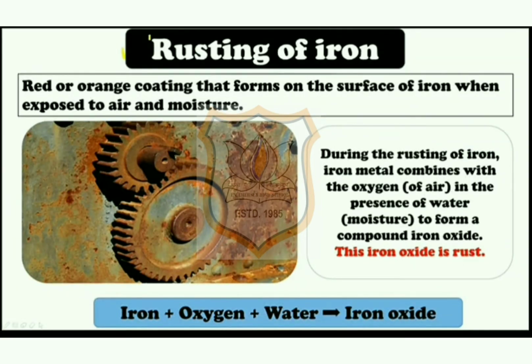During the rusting of iron, iron metal combines with the oxygen of air in the presence of water, that is moisture, to form a compound iron oxide. This iron oxide is rust. You can see the equation in this picture. Iron plus oxygen plus water gives iron oxide, that is rust.